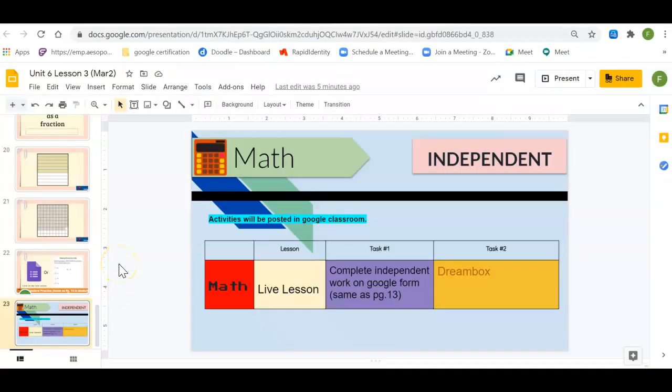All right, so this is our next slide. This is just a reminder of what we need to do for independent work. Make sure that you complete that independent work on the Google form that we just talked about. Or if you did it on page 13, make sure that you take a picture of your work and insert it into the slides. And you also have Dreambox. Remember, our goal for the week is to complete at least 5 lessons by Friday. You don't have to stop at 5. We still want you to continue even after you've gotten 5.